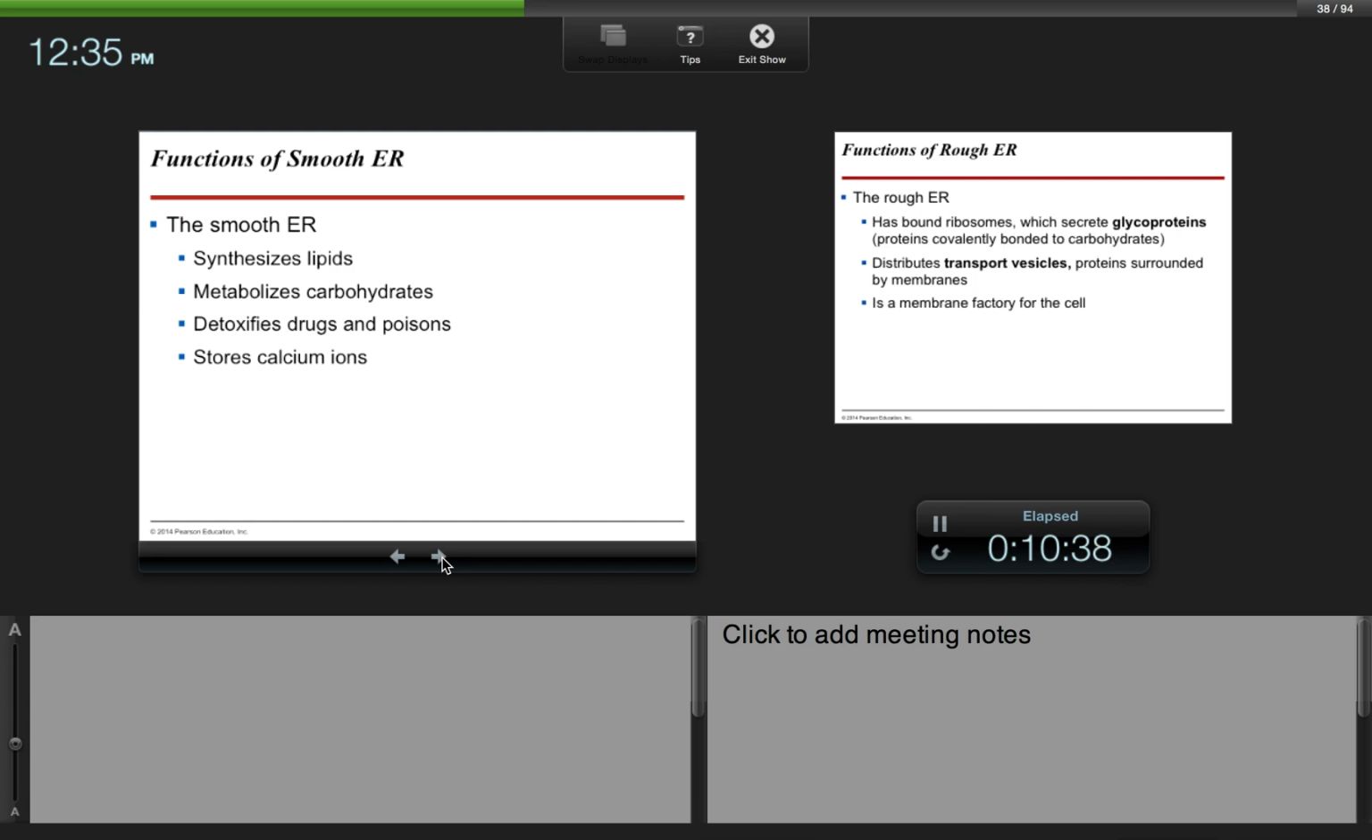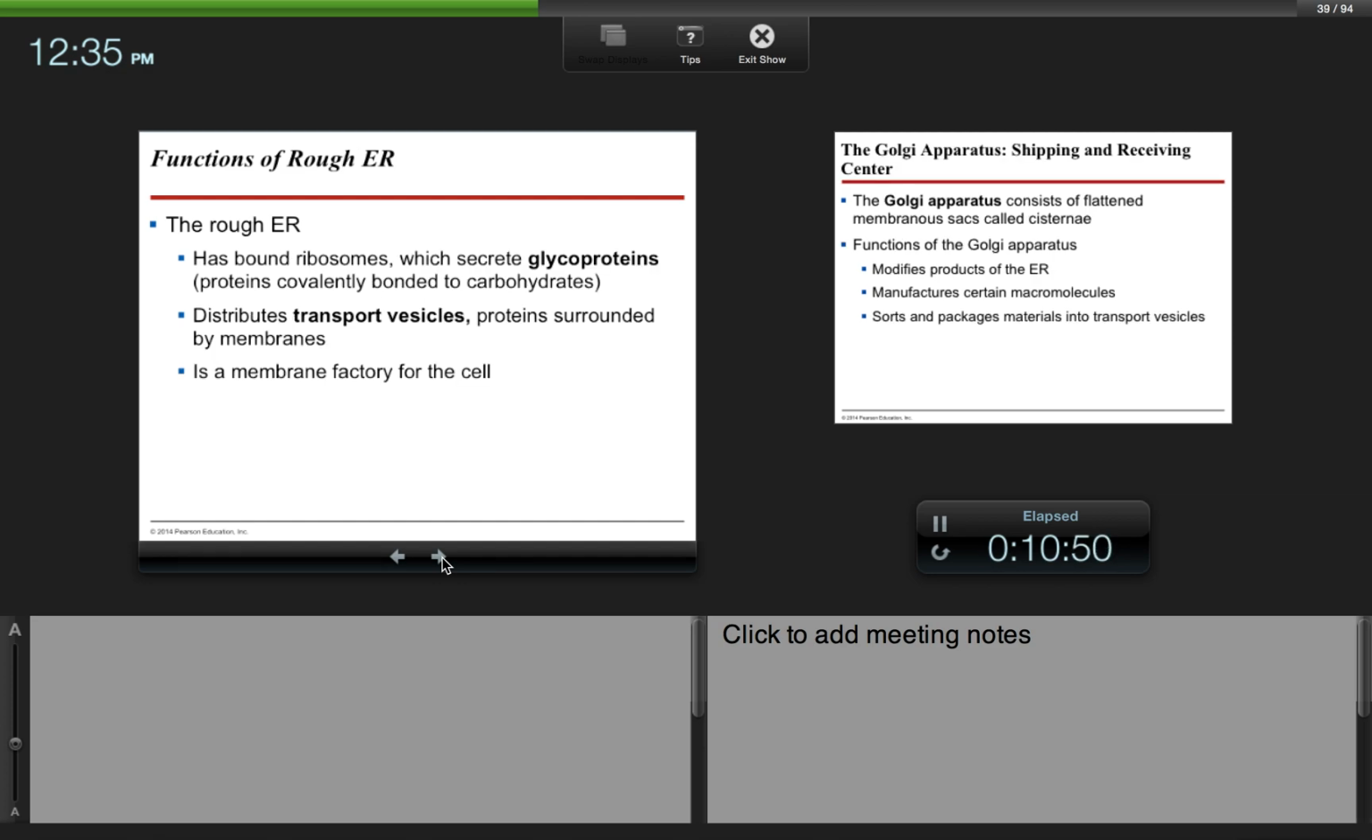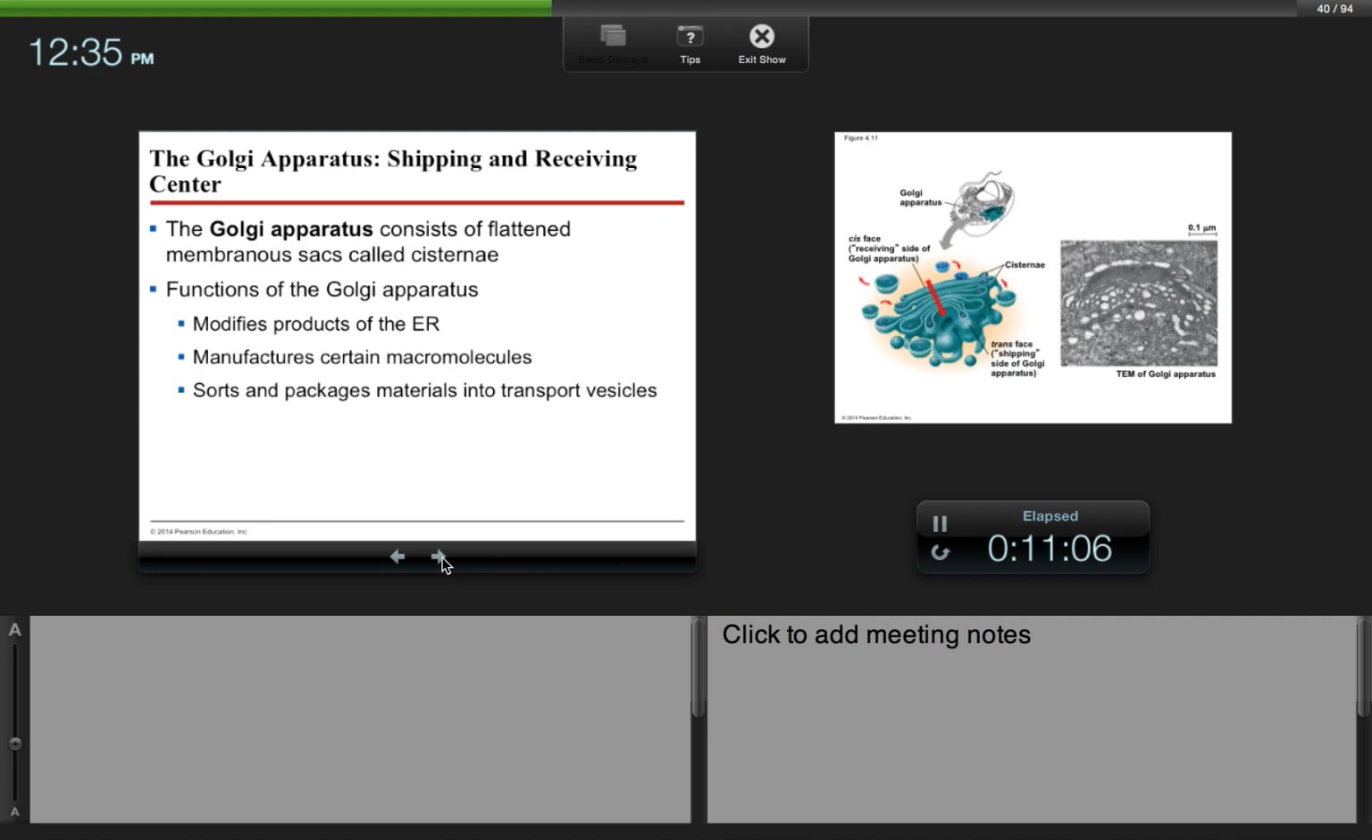Functions of the smooth ER include synthesis of lipids, metabolism of carbohydrates, detoxification of drugs and poisons, and storage of calcium ions. The rough ER has bound ribosomes, which secrete glycoproteins, proteins covalently bonded to carbohydrates. They distribute transport vesicles, proteins surrounded by membranes, and the rough ER is also a membrane factory for the cell, makes membrane. The Golgi apparatus consists of flattened membranous sacs called cisternae.